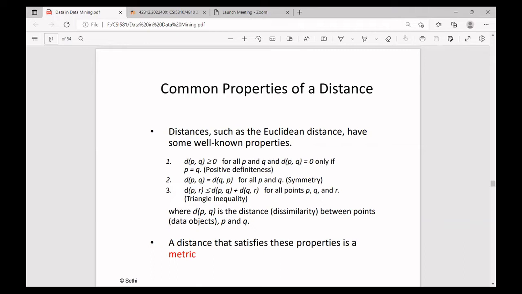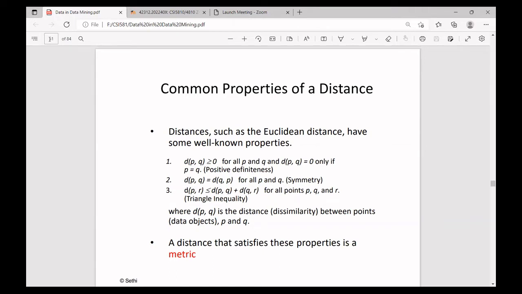At the same time, if you have 2 points P and Q, whether you measure distance from P to Q or Q to P, you should end up with the same result.